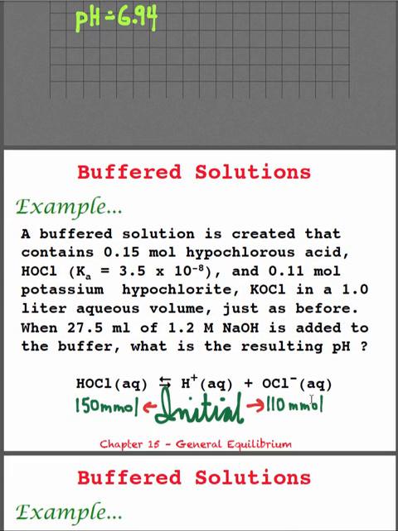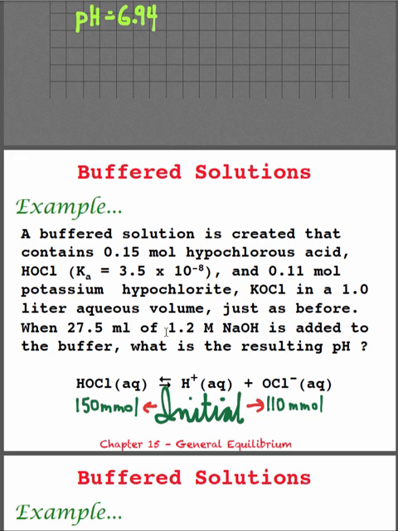Interesting. Here's a buffered solution. It's the same buffering system, HOCl and OCl minus, starting at the same place, 110 millimoles and 150 millimoles. But if I introduce some OH minus to the system in a partial titration, what would the OH minus react with? It's a strong base, so it would react with this acid.